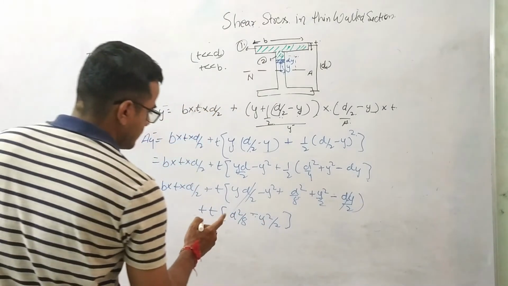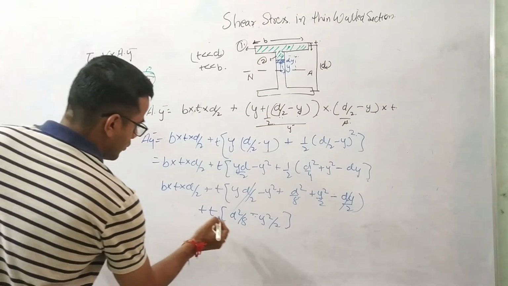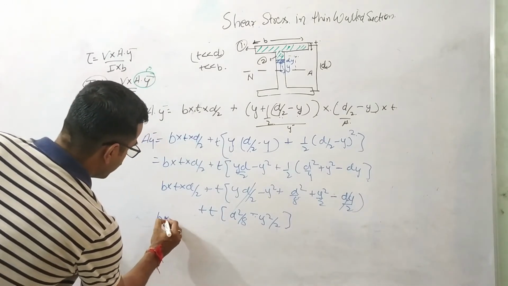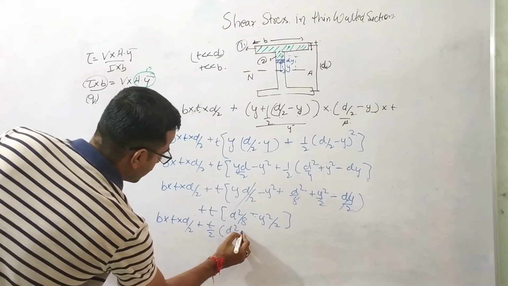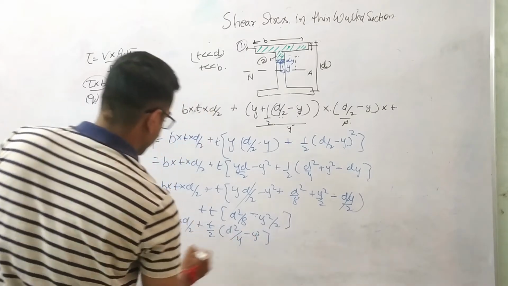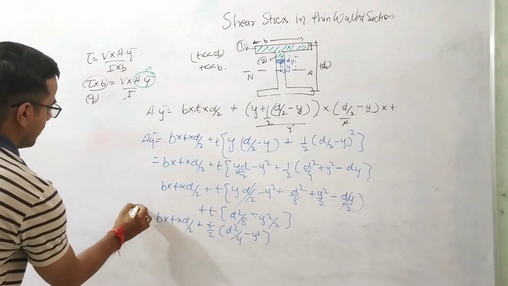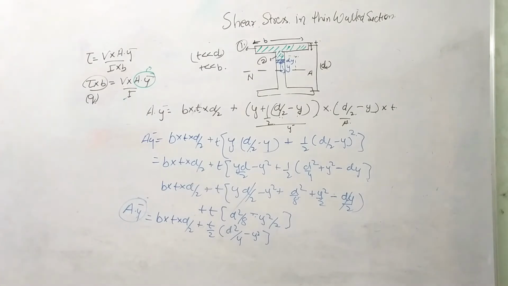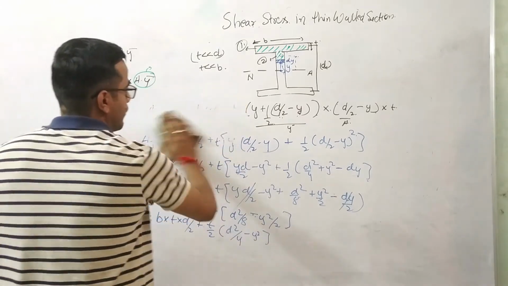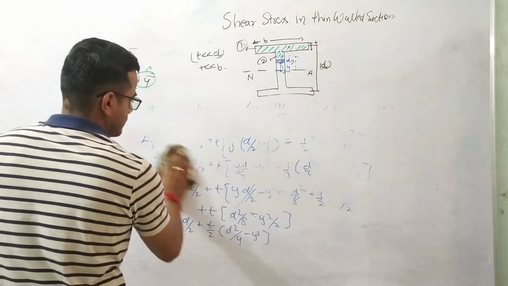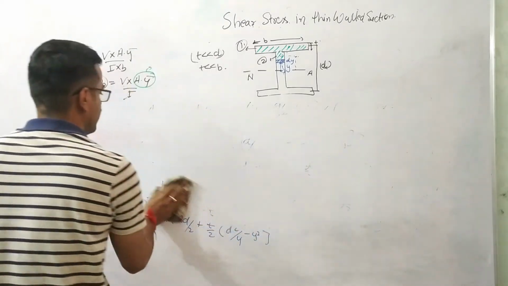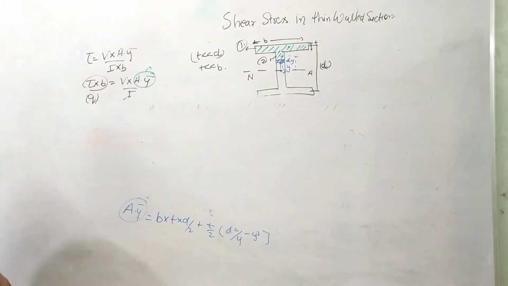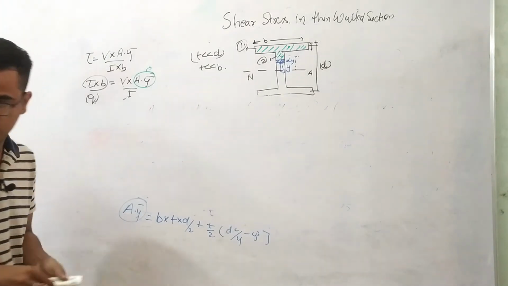Again, if I take 2 common from here, it becomes b into t into d by 2, plus t divided by 2 times d squared over 4 minus y squared. This is nothing but our A y bar, which we have calculated here. Now we'll put the value in this formula and calculate the shear flow, or the shear stress distribution.